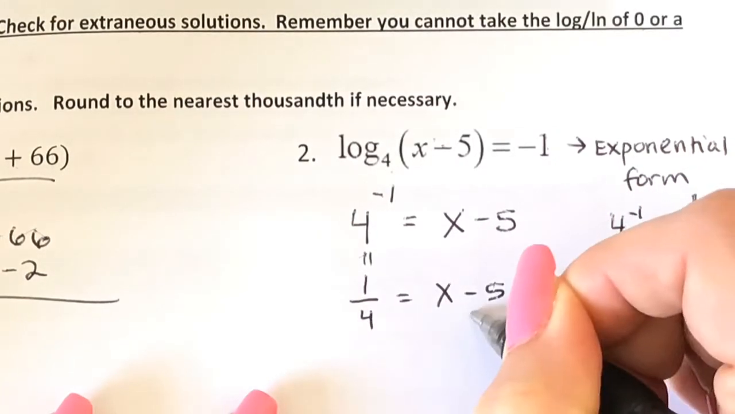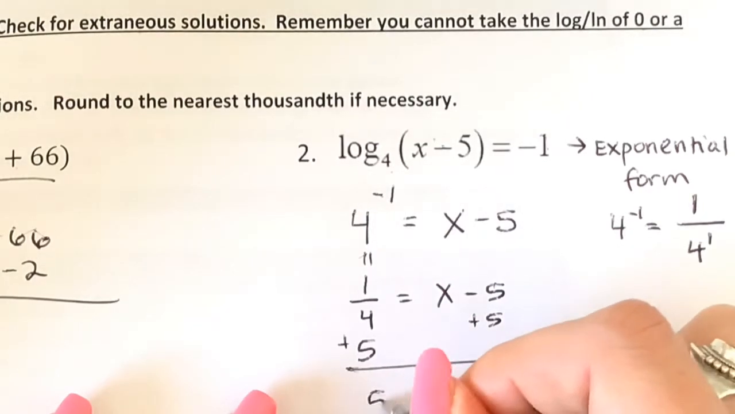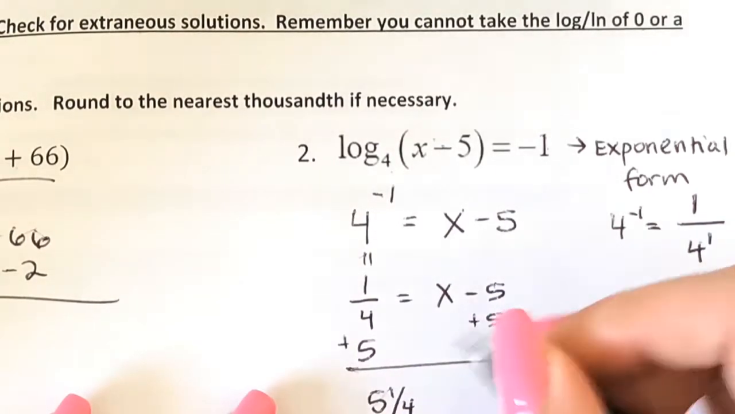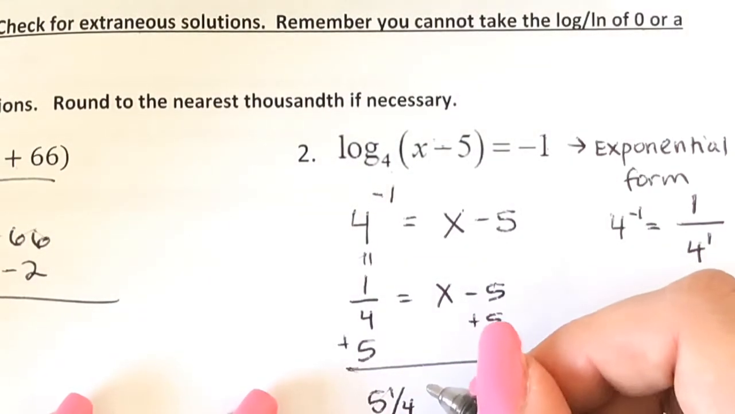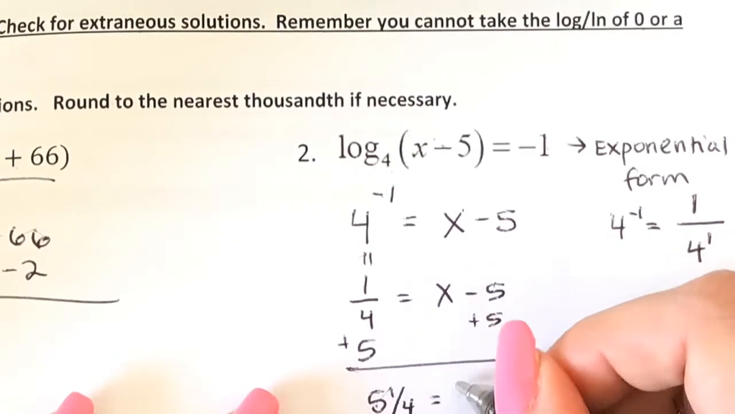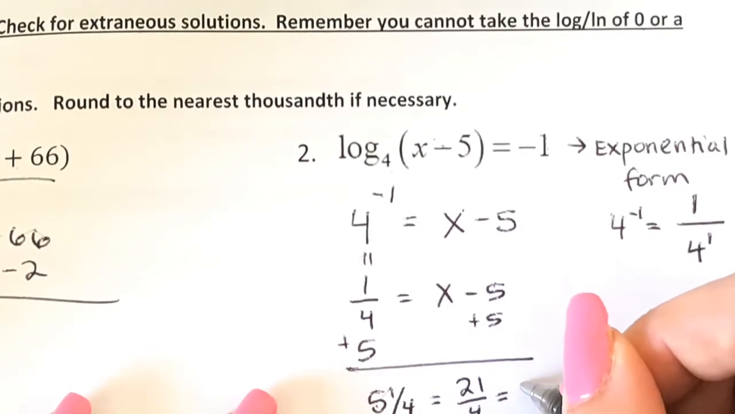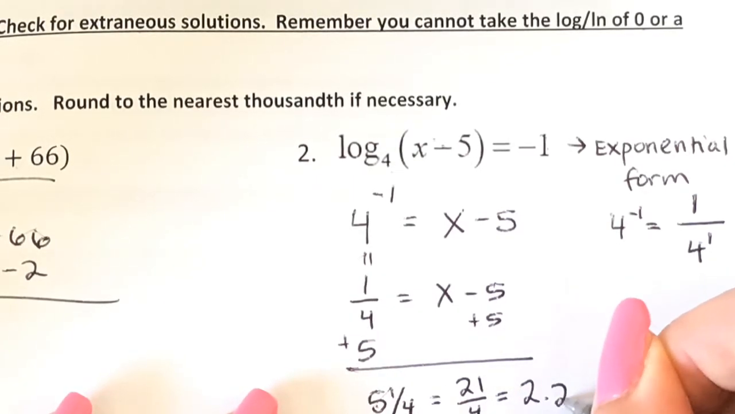And so now if I add my 5 over, you would get 5 and a fourth if you leave it as a mixed number. Or if you want an improper fraction, you would get 4 times 5 is 20, plus 1, you get 21 over 4. Or you could do a decimal, and that would be 5.25.